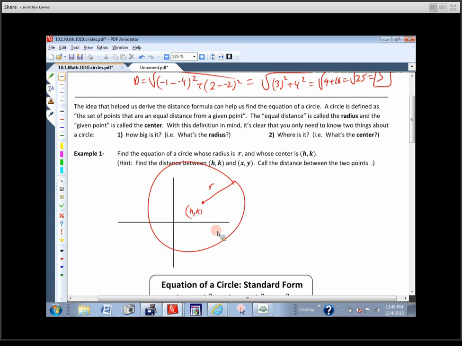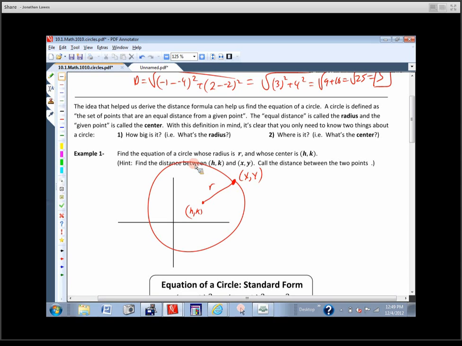Okay, but I don't have an equation yet, because remember, equations relate x's and y's. So I'm going to put a point right here, and I'm going to call this x, y. Now, I could have put this point over here on the circle. I could have put it down here on the circle, down here on the circle. I could have put it anywhere on the circle. That x, y pair is on the graph. It should make the equation true. We're just trying to figure out what the equation is.